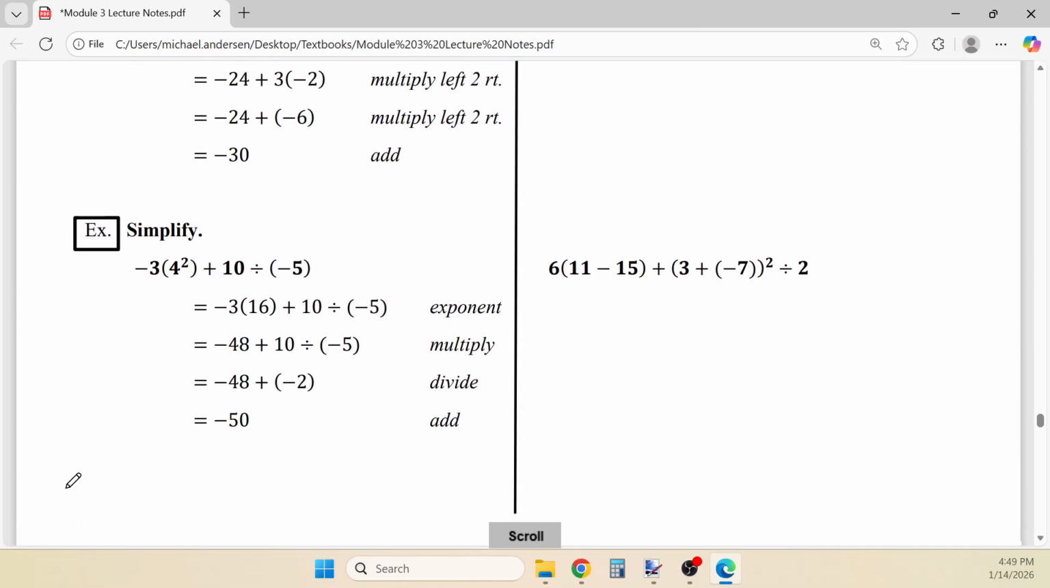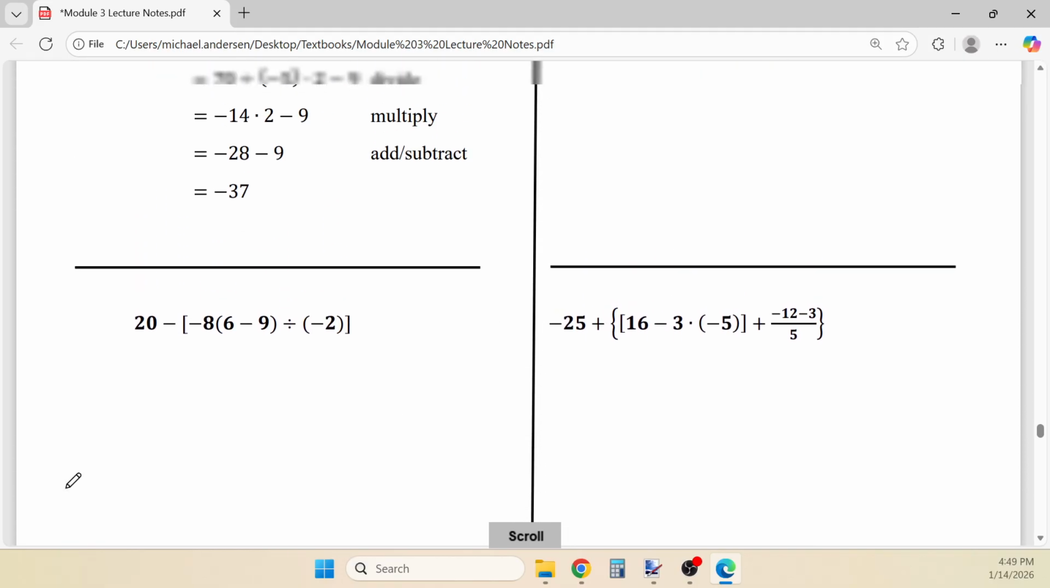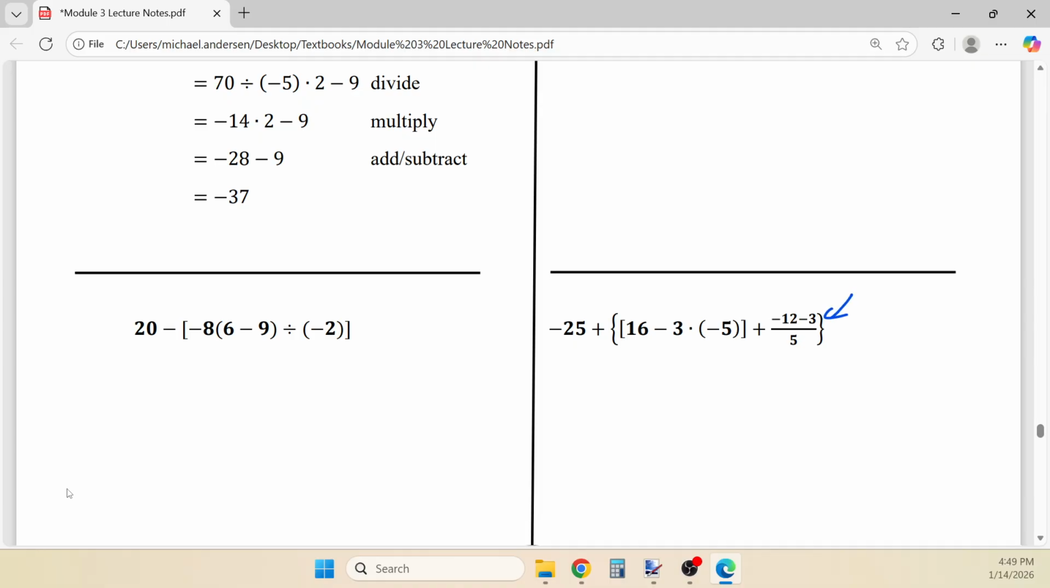Okay, so we have a bunch of things where we're going to use the order of operations to evaluate some stuff. I'm going to do this one because it looks fairly complicated.